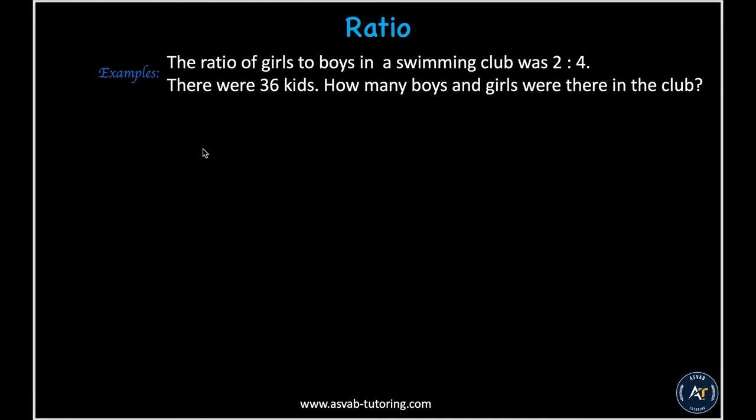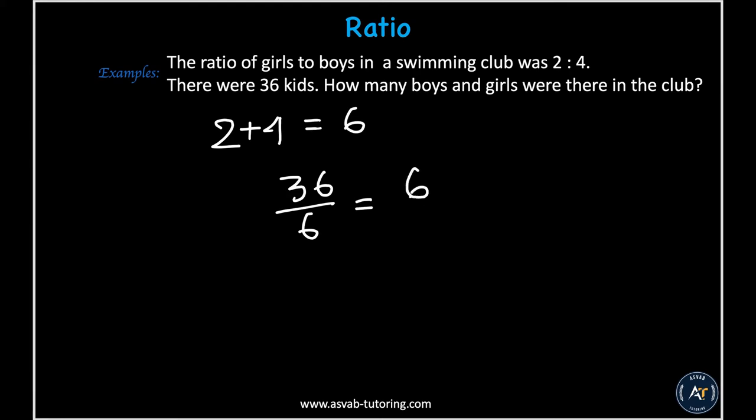In this section, we'll learn another problem. So the ratio of girls to boys in a swimming club was 2:4. There are 36 kids. How many boys and girls were there in that club? In order to deal with this type of problem, first of all, you need to add these 2 ratios together. So let's do that. 2+4=6. Then you need to divide the total number. 36/6=6.